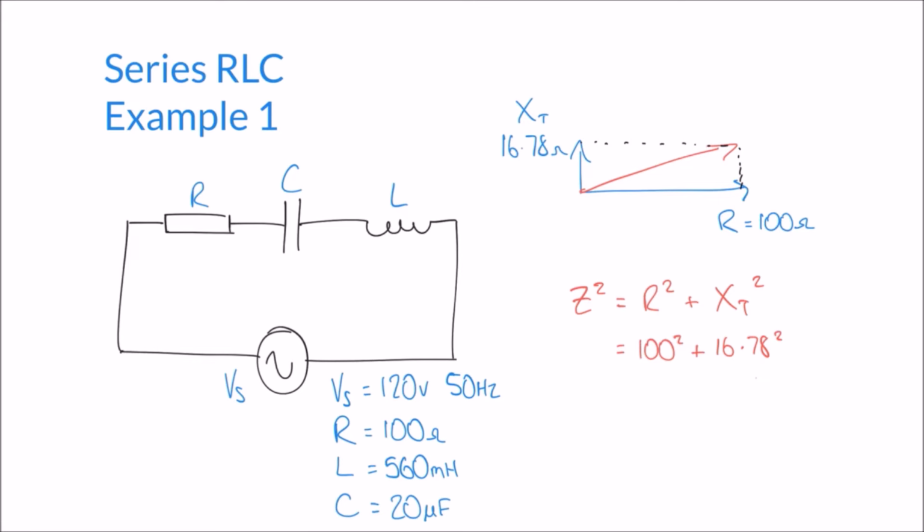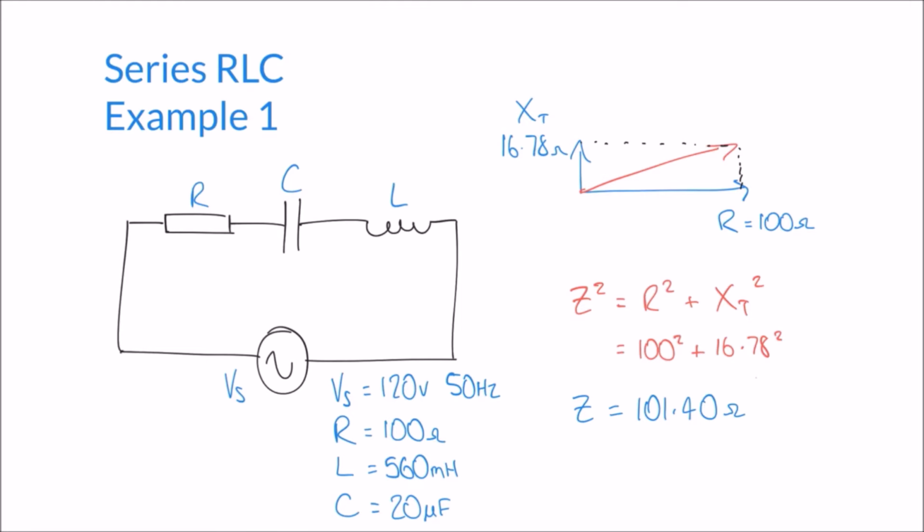And calculating that gives me a very large number, 10,281.57. I'm not too interested in that number because I'm not calculating Z squared, I'm just calculating Z. And so I want to find the square root of that number. Z squared is 10,281.57, but Z is only going to be the square root of that, which is 101.40 ohms.